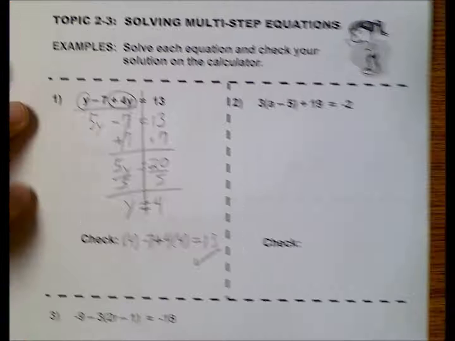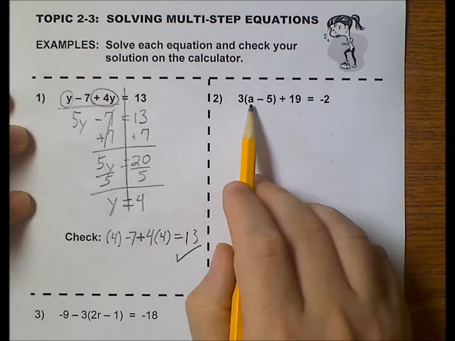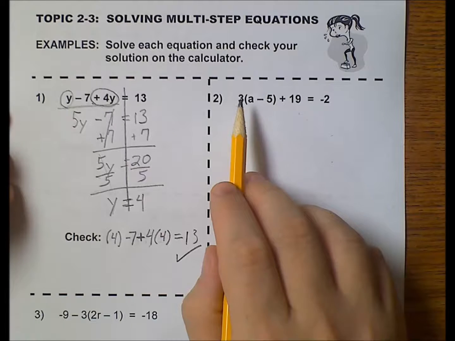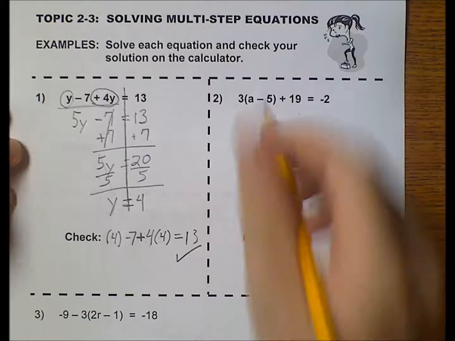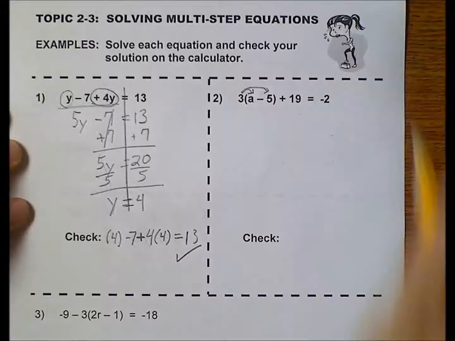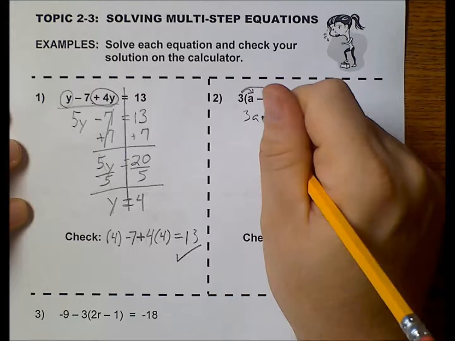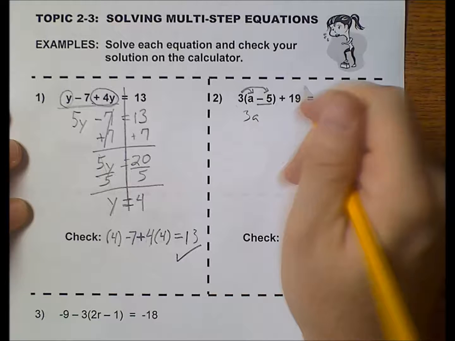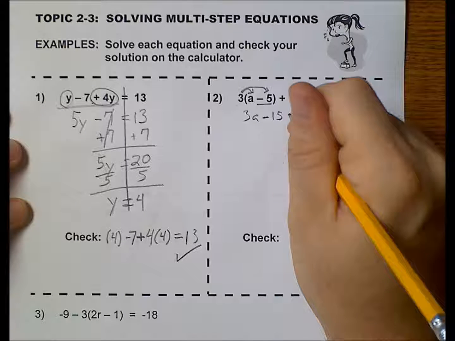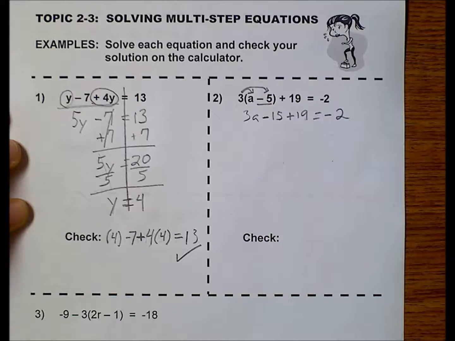Now when we talk about number 2, we're talking about distributing. When you have those parentheses and a number outside, the way you do this is you multiply that number on the outside times everything that's inside. And so we get 3a. 3 times a negative 5 is a negative 15 plus 19 equals negative 2.